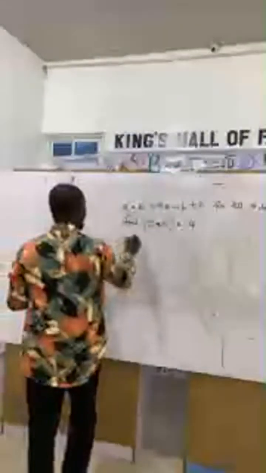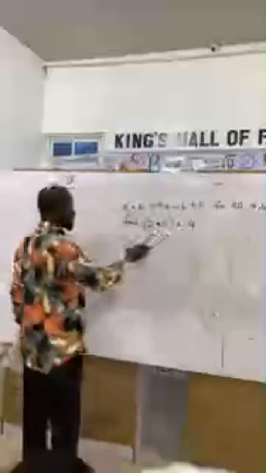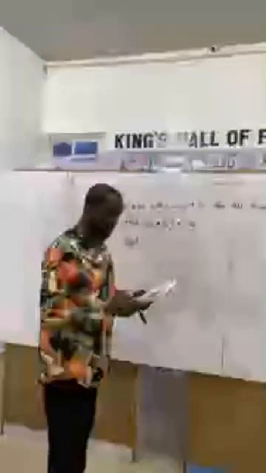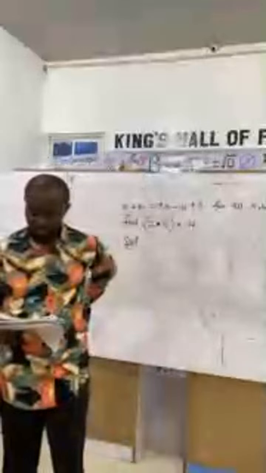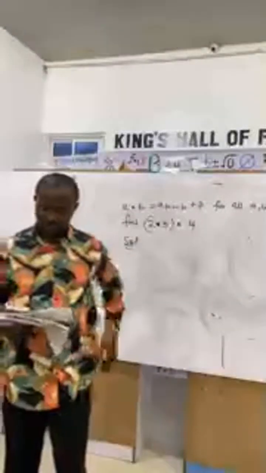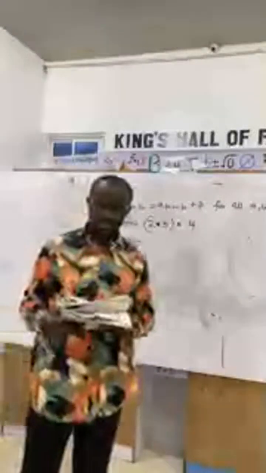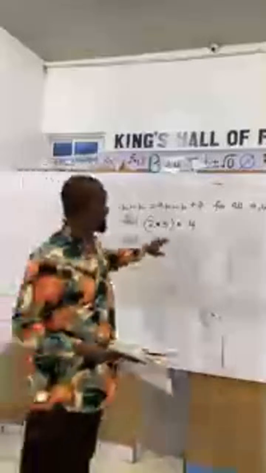Now solution. When the question has brackets, you have to work on the bracket first. Yes, I didn't get the question well. The question is a binary operation on the set R of real numbers is defined by. Write this.